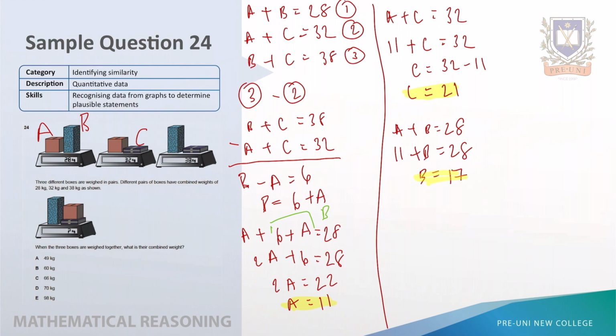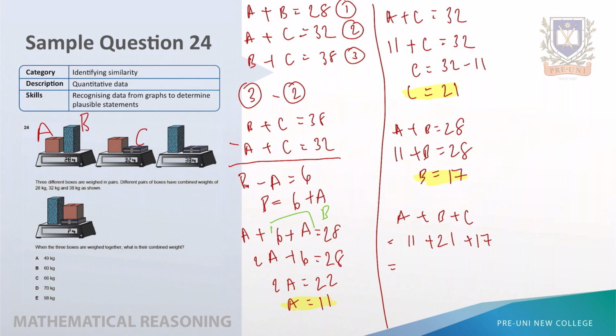So now that we have found the weights of each of the 3 boxes, we will add them all together because the point of the question is to find their combined weight. So to find the combined weight, we do A plus B plus C. So boxes A, B, and C, which is equal to 11 plus 21 plus 17.